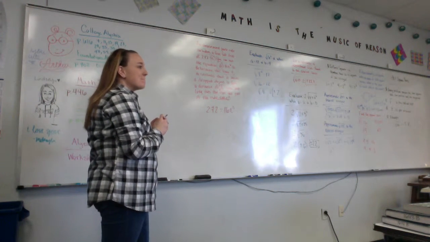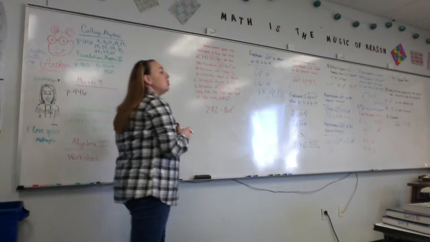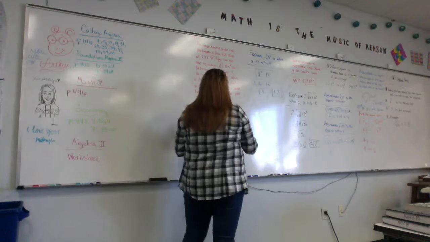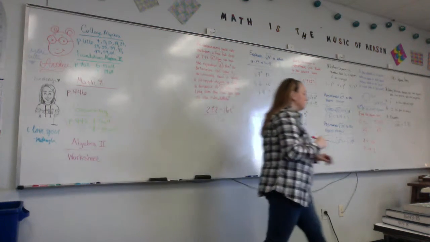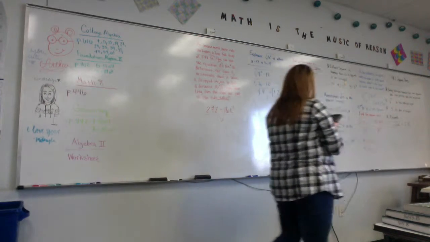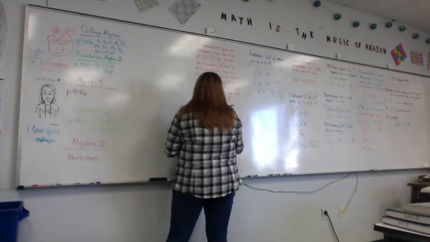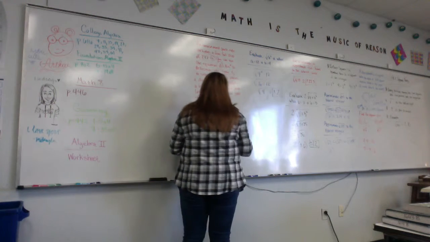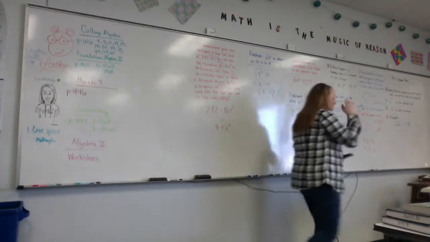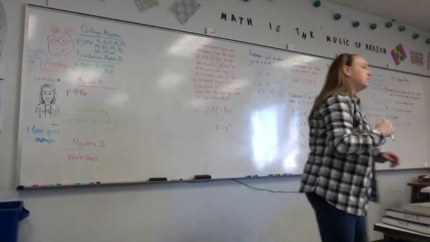You divide by 16. What's 272 divided by 16? 17. So 17 equals t squared. Now what do I do?